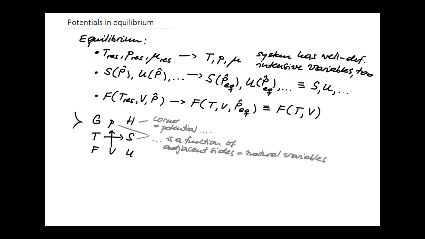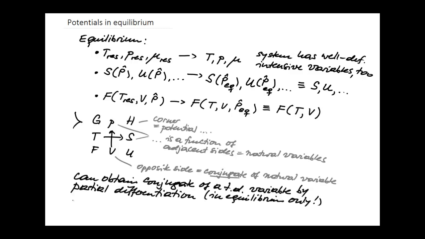And now the conjugate of pressure, for example, would be the volume. So on the opposite side, you have the conjugate of a natural variable. And here it is true in equilibrium. Earlier, outside of equilibrium, this was not true, but in equilibrium it is again true that you can obtain the conjugate of a thermodynamic variable by taking the partial derivative of a potential. For example, here you can say that the volume is the partial derivative of the enthalpy with respect to pressure, keeping the other natural variable of the enthalpy constant, namely the entropy.